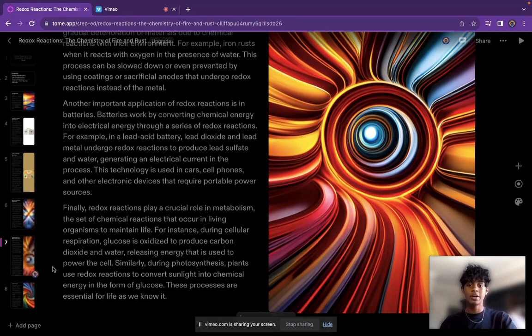Finally, redox reactions play a crucial role in metabolism, the set of chemical reactions that occur in living organisms to maintain life. For instance, during cellular respiration, glucose is oxidized to produce carbon dioxide and water, releasing energy that is used to power the cell. Similarly, during photosynthesis, plants use redox reactions to convert sunlight into chemical energy in the form of glucose. These processes are essential for life as we know it.